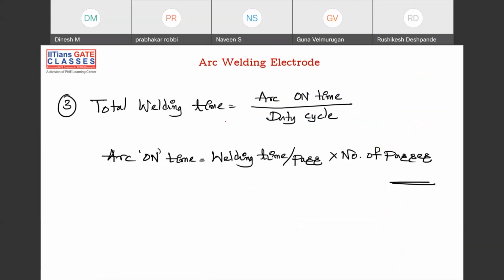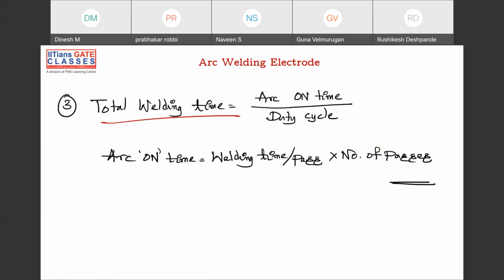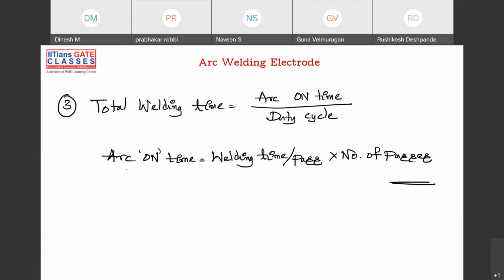Now, total welding time. This is welding time per pass. This is total welding time. Total welding time is nothing but arc on time by duty cycle. What is duty cycle? Duty cycle is nothing but arc on time by total time. Right? The total time will go up. That is the reason why welding time is like this. Fine. Simple formulas.